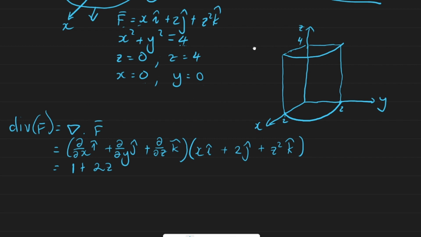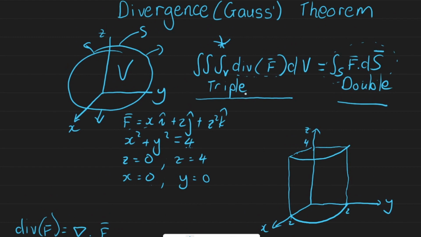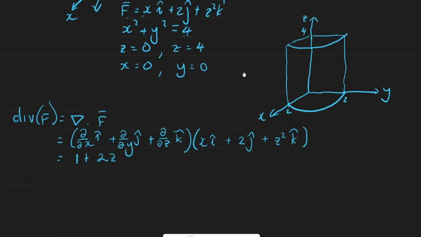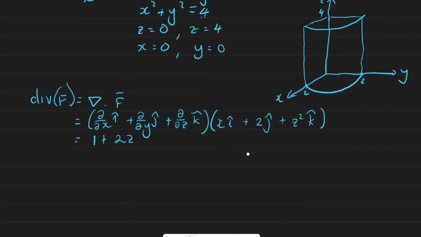So what do we want? We want to integrate now this divergence and do it as a triple integral with respect to the volume. Okay, so that's a fairly simple thing to do. So we're now going to integrate over the volume of this divergence, which is 1 plus 2z, with the volume. And how do we get that?